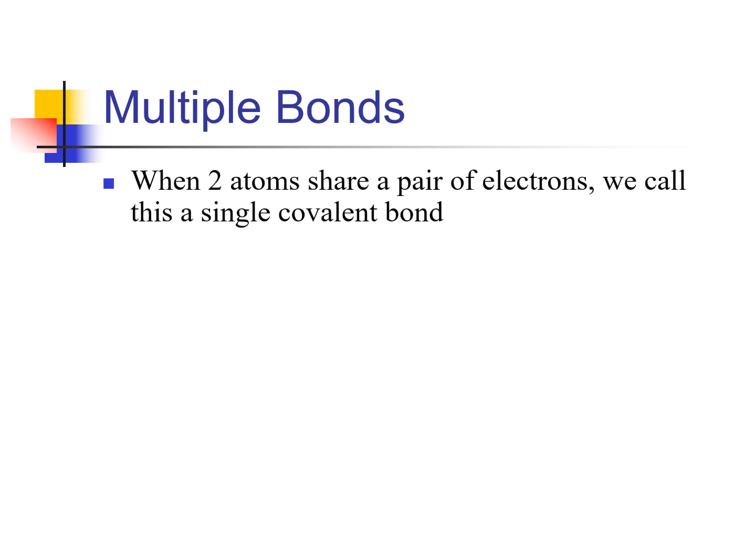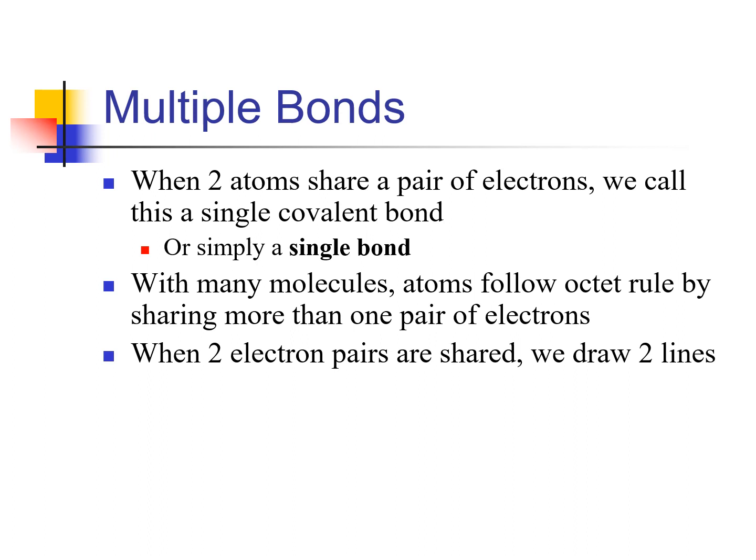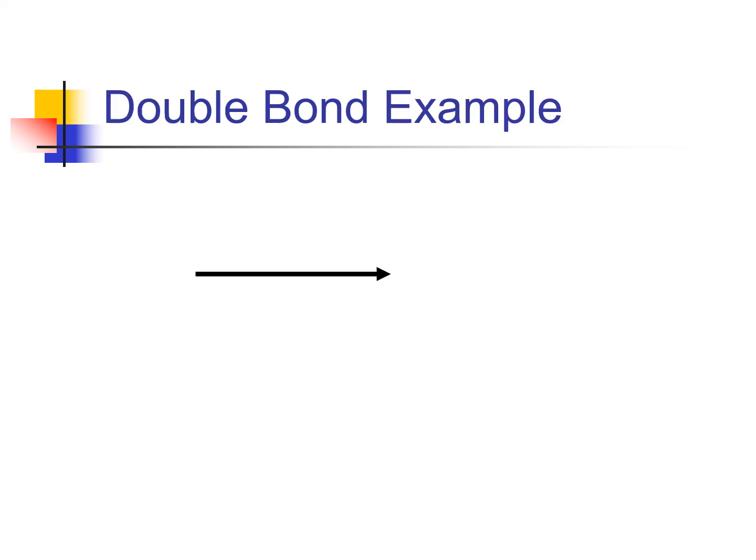Now, multiple bonds. When 2 atoms share a pair of electrons, we call that a single covalent bond or just a single bond. With many molecules, atoms will follow the octet rule by sharing more than 1 pair of electrons. So again, if you're in group 4A, 5A, or 6A, you're going to share more than 1 pair. So you're going to need more than single bonds, oftentimes. When 2 pairs of electrons are shared, we draw 2 lines. We call that a double bond.